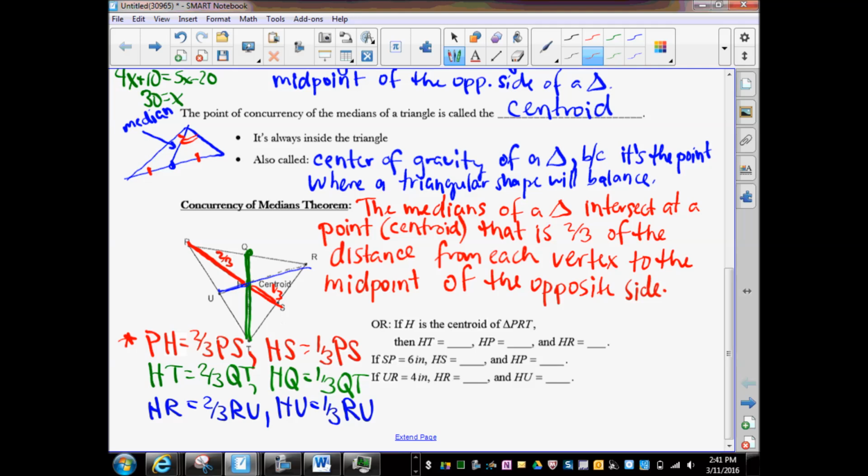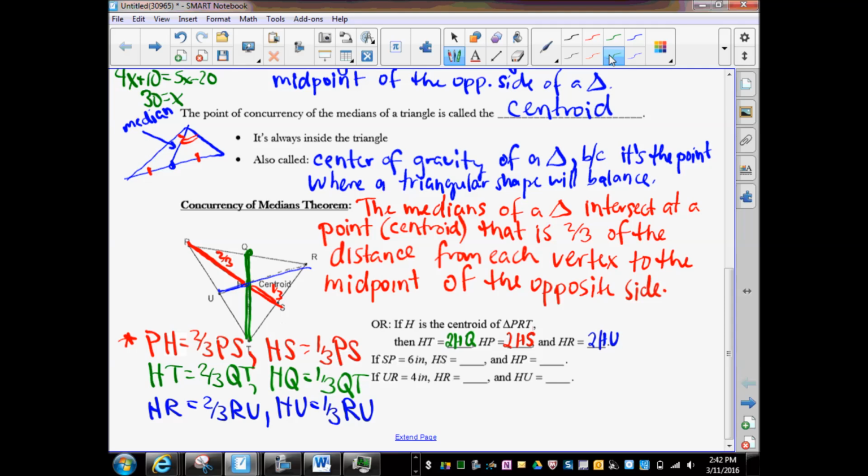Okay, so you can think of it that way. PH is twice the length of HS. Because it's 2/3 of the distance, 1/3 distance, this is twice the length. So likewise for our other ones. HT is twice of HQ. And likewise, HR is twice of HU. Questions on that? Okay, so then let's learn some actual numbers.